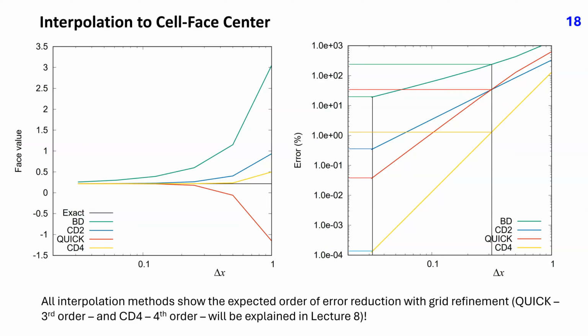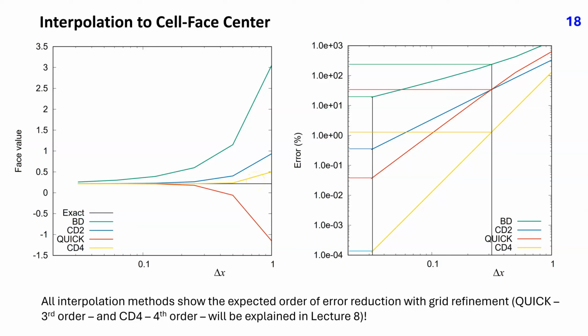Shown is the exact variable value at the location E from the analytical function and the interpolated value from the backward approximation or upwind labeled BD, green line; linear interpolation labeled CD2, the blue line; quadratic interpolation labeled quick, red line; and interpolation by a cubic polynomial labeled CD4, the gold line. Quick, third order, and CD4, fourth order will be described in lecture 8.